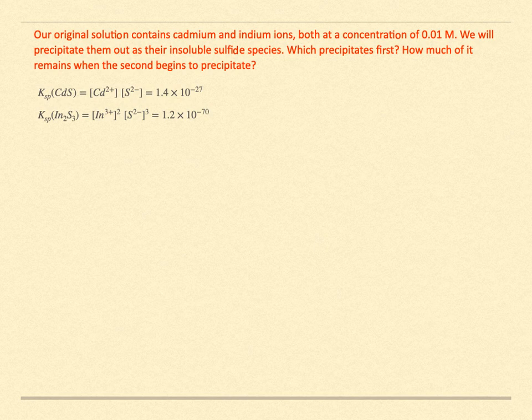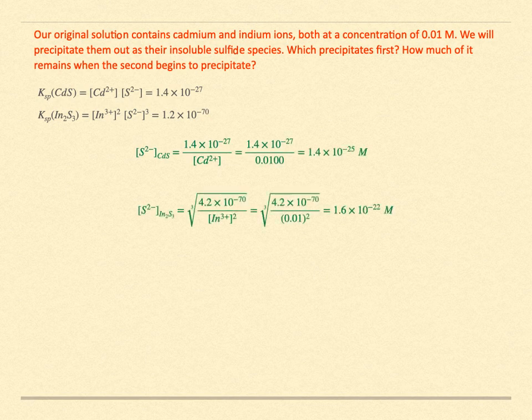Note carefully how the different stoichiometry imposes a different mathematical form for each of the equilibrium expressions. Solve each for the sulfide concentration that will just satisfy the equilibrium given the initial metal ion concentrations. The math is different for each one. We have to take a cube root in the indium case. But look at that. The cadmium actually begins to precipitate first. When the stoichiometry is different, you need to calculate both concentrations before making a decision about which precipitates first.